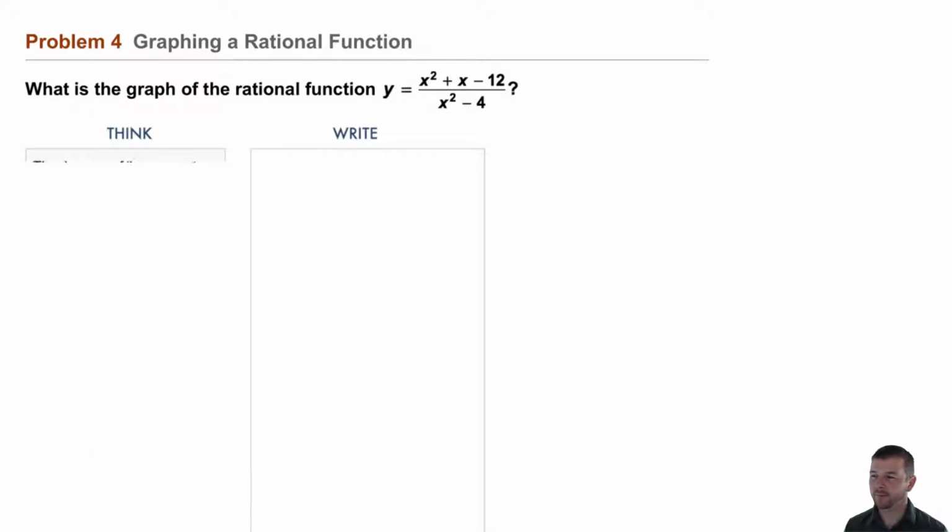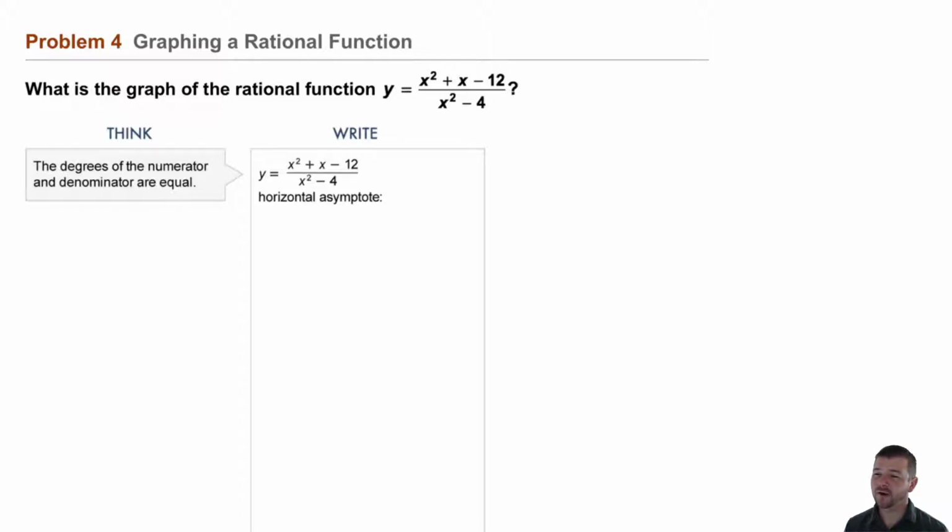First think, the degrees of the numerator and denominator are equal. And write the function itself, y equals x squared plus x minus 12 over x squared minus 4, and state that it has a horizontal asymptote equal to the ratio of the leading coefficients, in both cases 1, so y equals 1 over 1, and that equals 1.